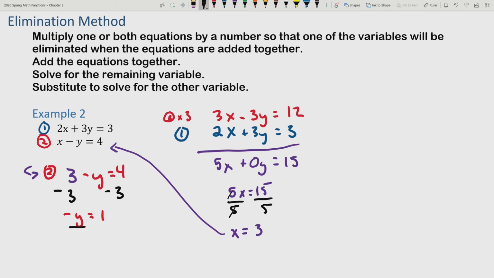Then I divide both sides by the negative 1 to get rid of this negative, and I get y equals negative 1. 1 divided by negative 1 is negative 1. So my solution is going to be the x value first, 3, followed by the y value, negative 1.